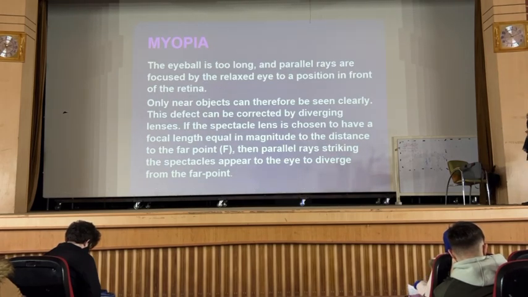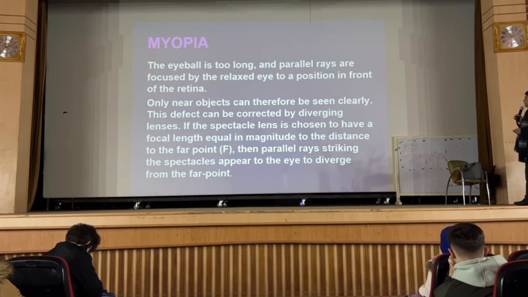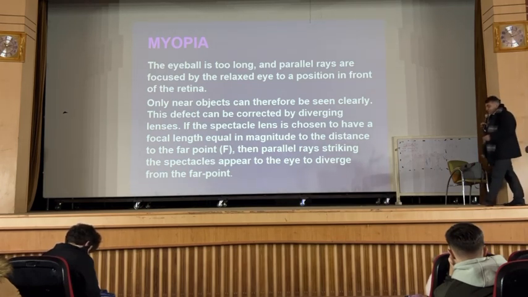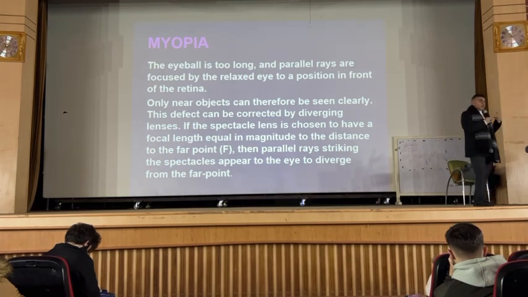More detail about myopia. In myopic patients, either the eyeball is too long, and the parallel rays are focused by the relaxed eye to a position in front of the retina, and the patient can see only near objects. Distant objects cannot be seen.